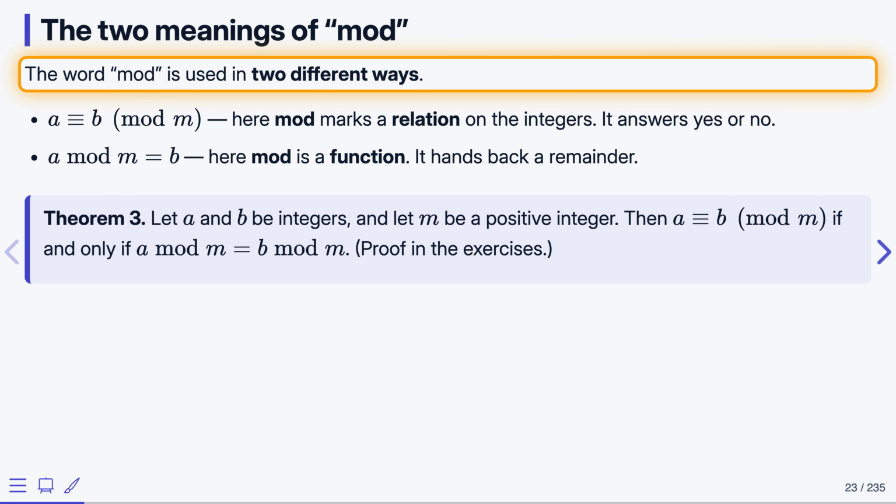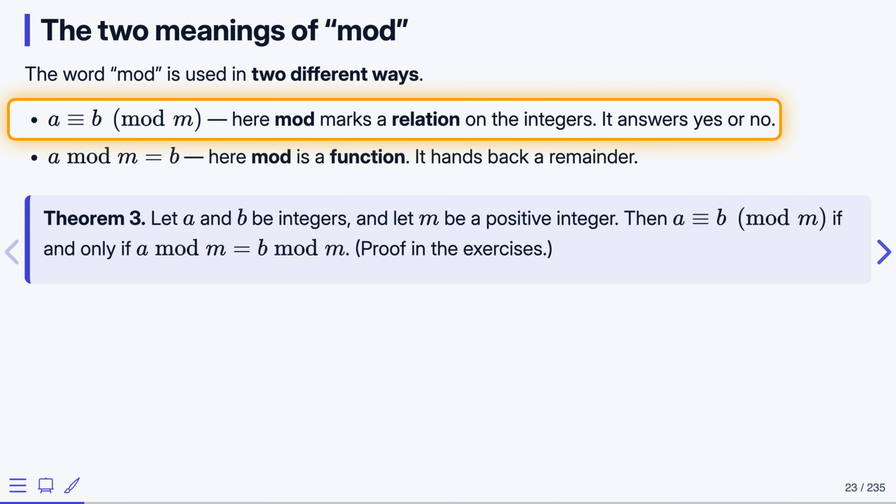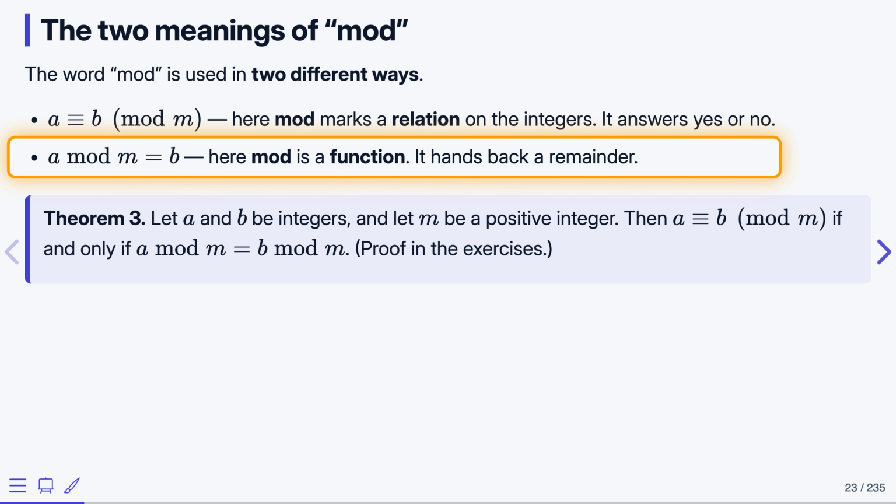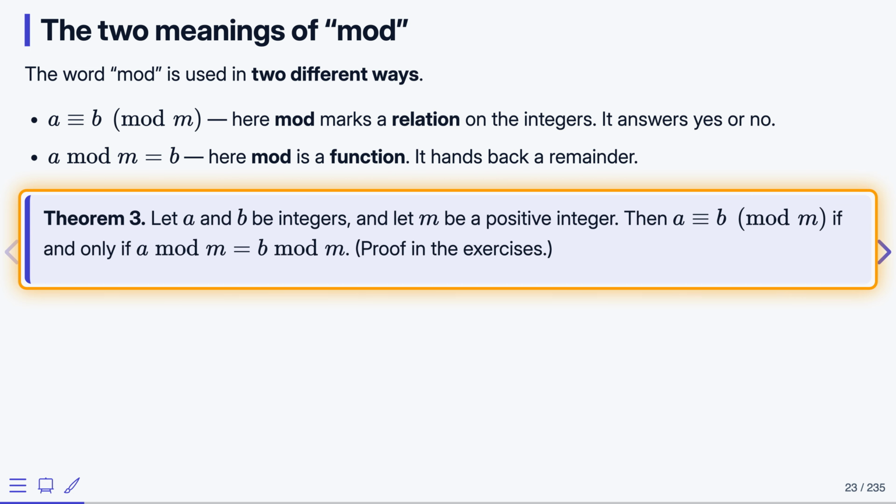Careful, the word mod shows up in 2 ways, and they mean different things. In a is congruent to b mod m, the word mod is part of a relation. It tells you whether 2 numbers are related, yes or no. But in a mod m equals b, the word mod is a function. It takes a number and gives back a remainder. Theorem 3 ties the 2 together. a is congruent to b mod m if and only if a mod m equals b mod m, so the relation holds exactly when the 2 functions give the same answer. The proof is left as an exercise.